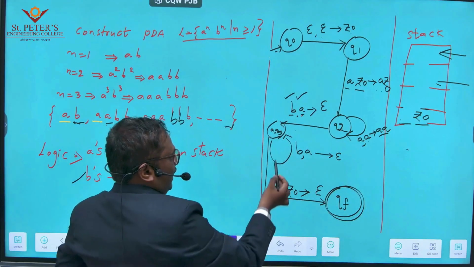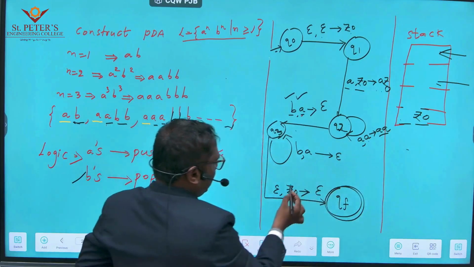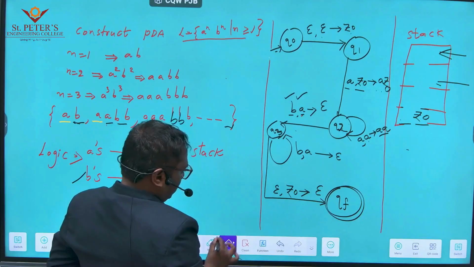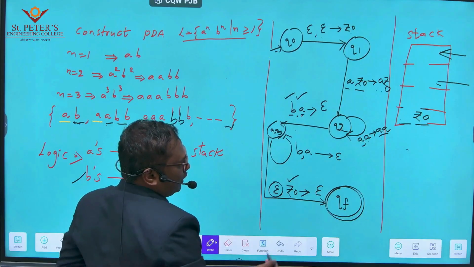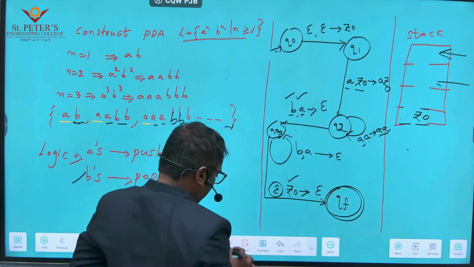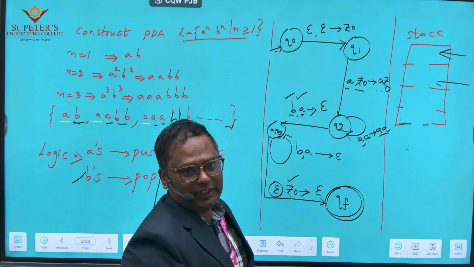Lastly, I am reaching the end of my input and Z0 is left over. I don't have any input with me now. My top of stack is Z0. I am going to pop that Z0 from the top of the stack. This is called acceptance by empty stack.